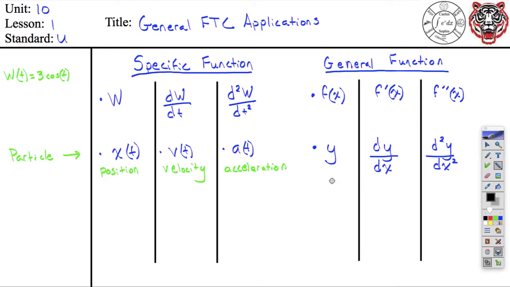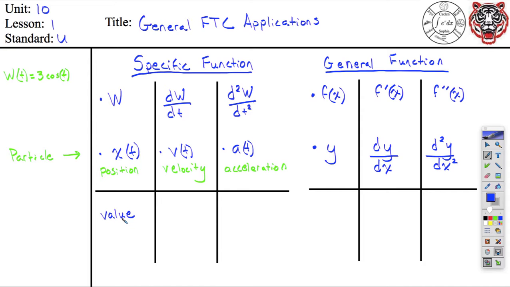All right, so what do each of these columns represent? They all represent the same thing in terms of the specific versus the general. So in the specific, this is going to be some value. Same thing for the general function. If I just gave you a function, that's going to be a value. If I take the derivative of the value, what is that going to be? It starts with an r.